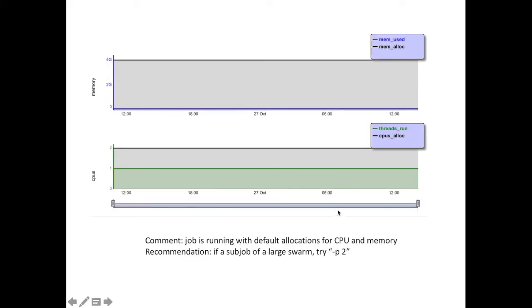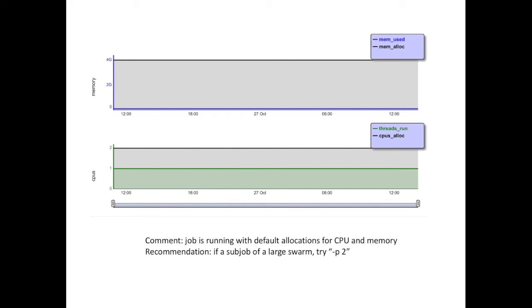And here's my last example. This job used the default allocation of 4 gigs of memory and 2 CPUs. That's 1 physical core. The memory usage was very low. The CPU usage was 1 throughout the run of the job, which means it was probably a single-threaded application. So if this was a solo job, a one-off, it would be perfectly okay as is.